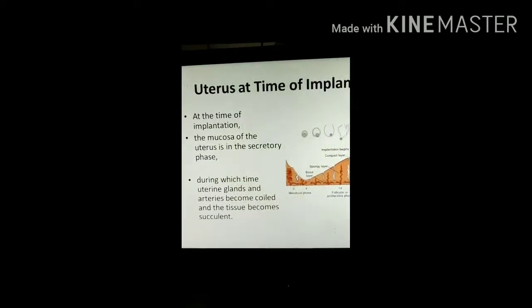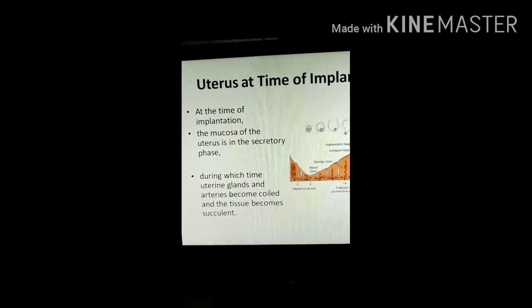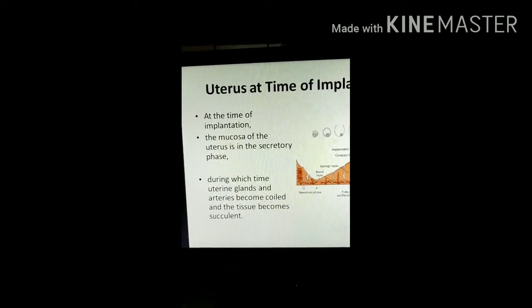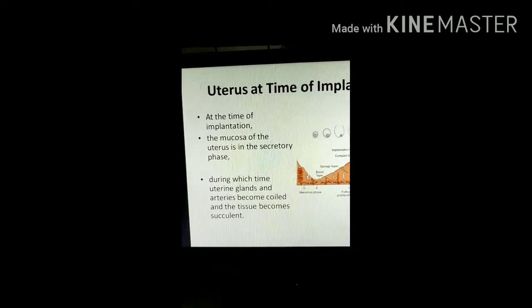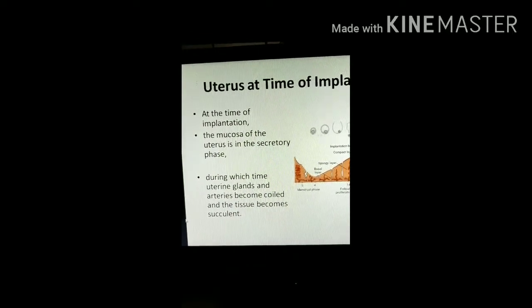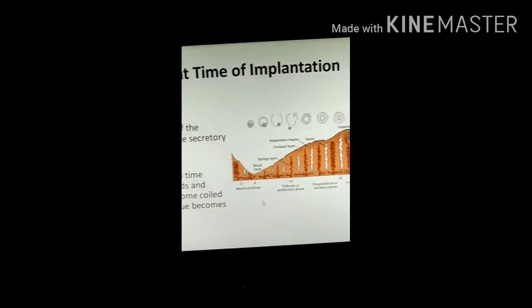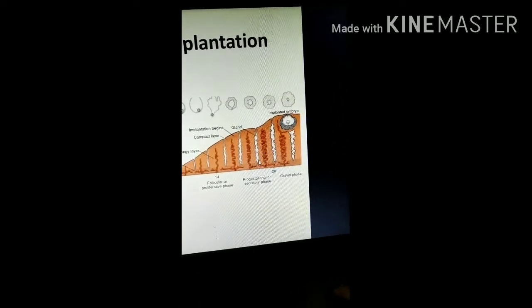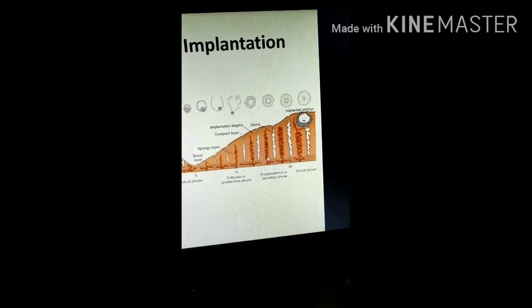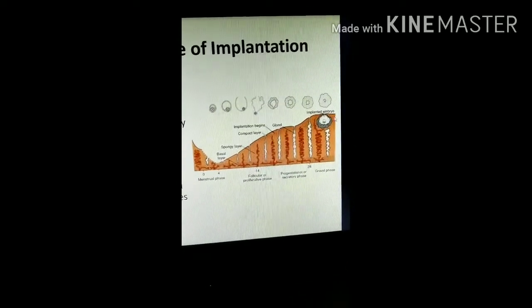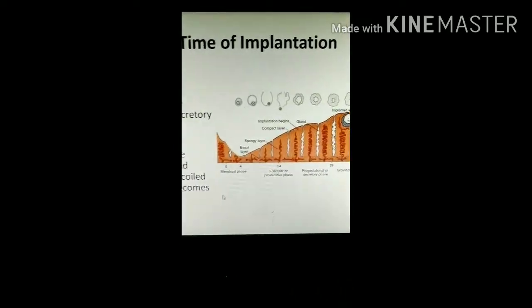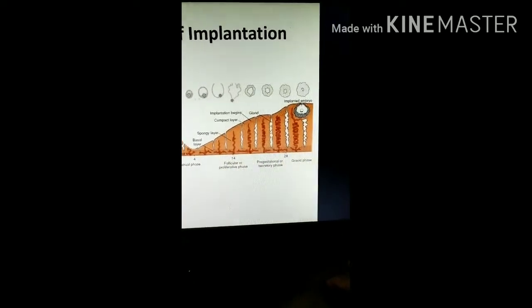It is the secretory phase, and during this time the uterine gland and the artery become coiled, and the total mucosal layer is edematous and succulent. This is the endometrial tube, this is the gland, which is tortuous and coiled, and this is the coiled artery. The total mucosa is thick and edematous for reception of the blastocyst.